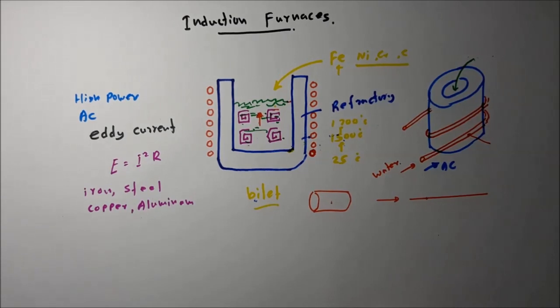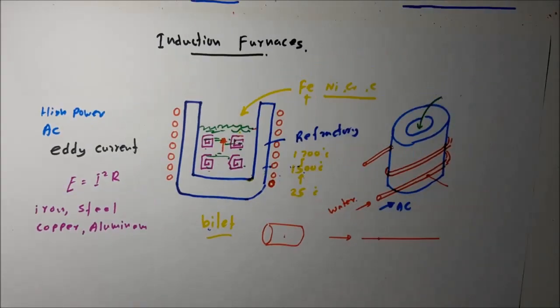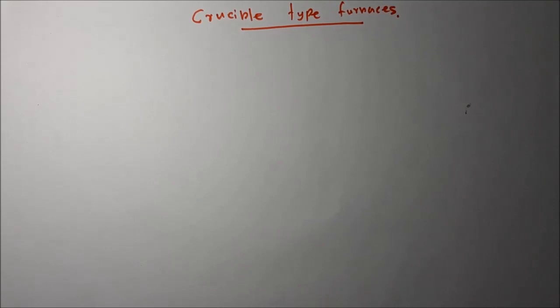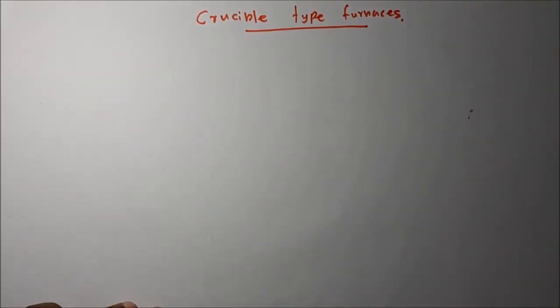Okay, the next furnace type we are going to discuss is the crucible type furnace. This crucible type furnace is used to melt the low melting temperature metals. Especially, these crucible type furnaces are used to melt low melting temperature metals like lead, tin, nickel like materials.